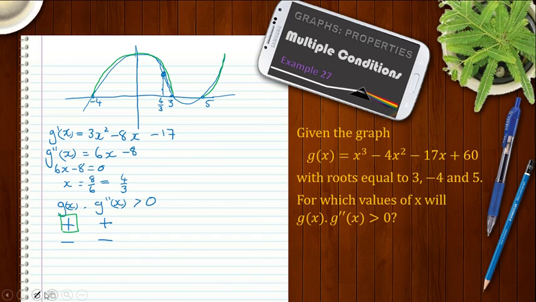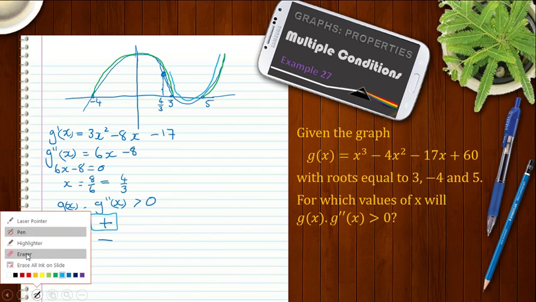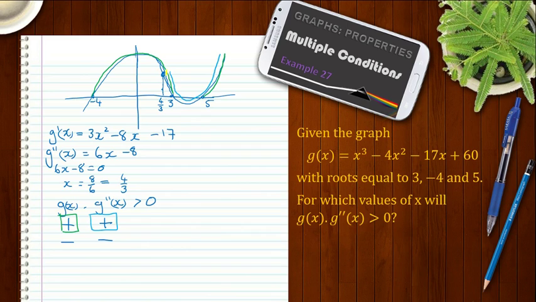Okay, and then just to go on to another color, where is the second derivative, my concavity, positive? So it's positive from here. This is where the graph is concave up. Okay, now where is both true? Let's use a highlighter for that. Where is both my graph positive and my concavity positive? I can see from this part here we have both of them being positive, and then also over here both of them are positive.